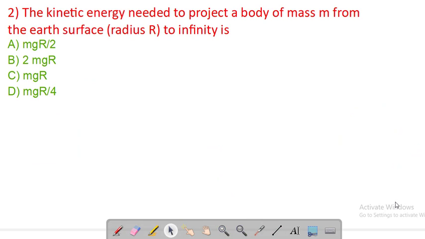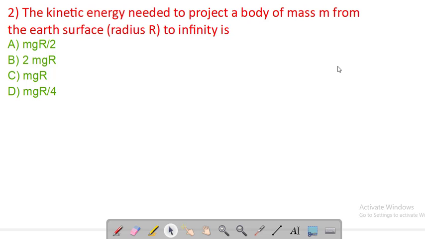Next we come to question number 2. The kinetic energy needed to project a body of mass m from Earth's surface to infinity is. Here we want to calculate how much kinetic energy will be required so that the body escapes from the surface of the Earth.